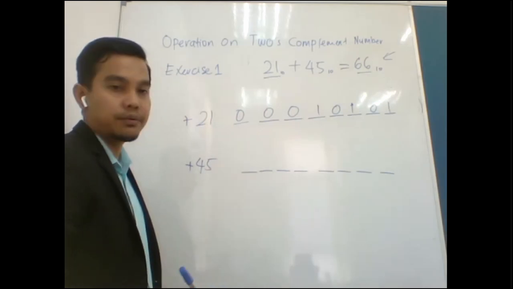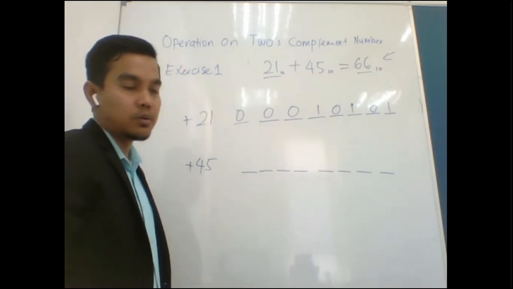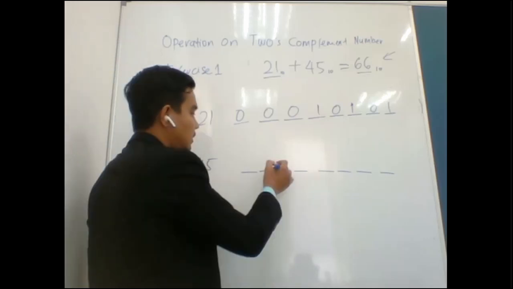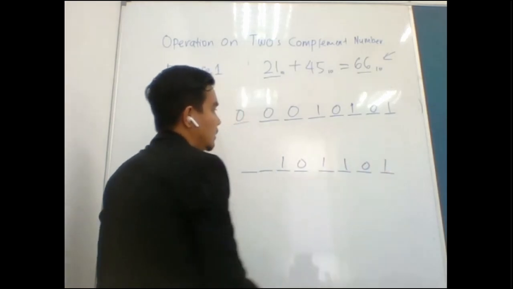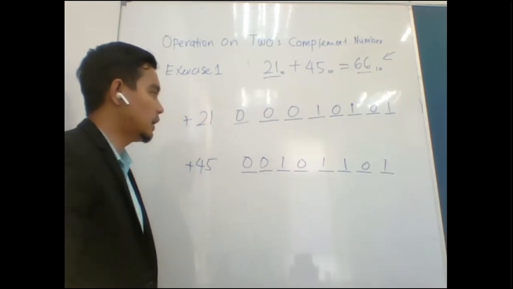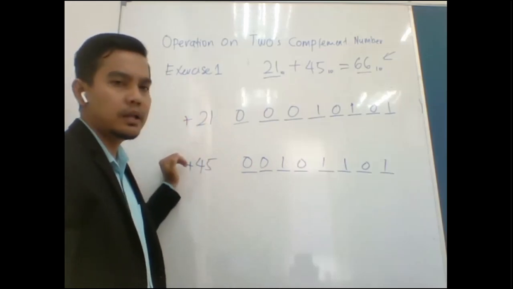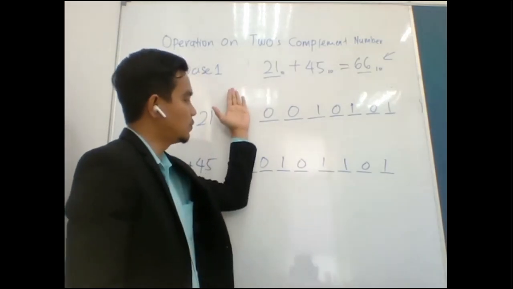And then we have 45, which is the value is 101101. Okay, this one you can use the calculator. 101101. Okay, so here to fill up we put as 00. Okay, kalau kita tengok dekat sini, even though kalau kita tengok this value sebenarnya dia cukup untuk 7 bit saja. Okay, cukup untuk 7 bit saja.